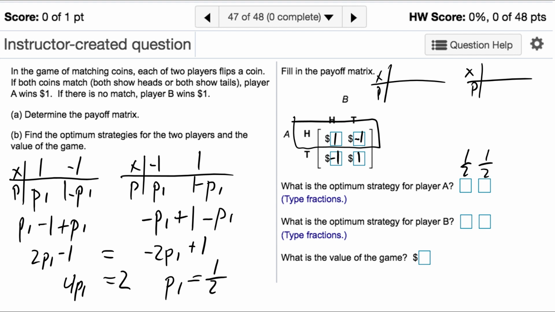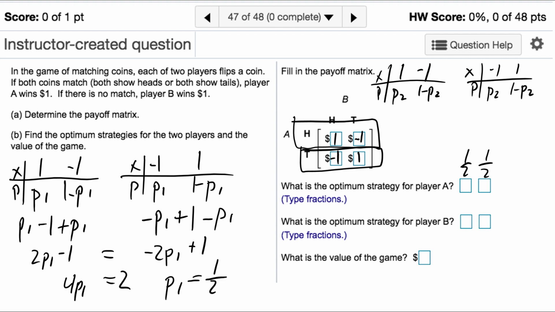So if A flips the coin and it shows heads, that's 1 and negative 1, P2, 1 minus P2. And then expected value for player B, if A flips a tails, that's negative 1, 1, P2, 1 minus P2. And you'll notice those are the exact same 2 values in the X values as we had for player A. So we're going to end up with the exact same thing.